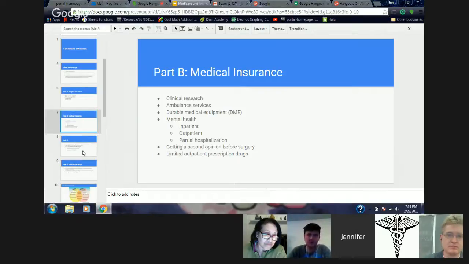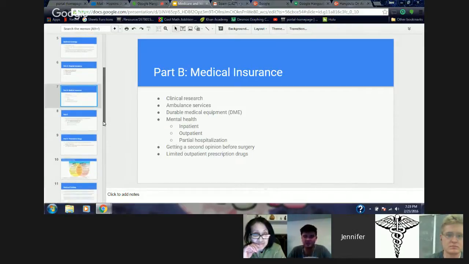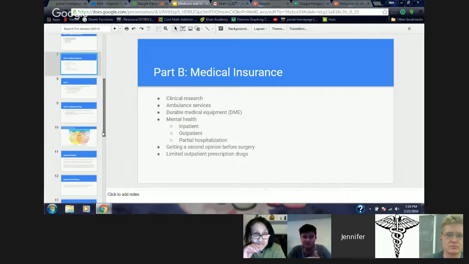Part B is the more general medical insurance. Here we've got different bullet points of what it covers. There's clinical research, ambulatory service, medical equipment, mental health, second opinions for surgeries, outpatient. That's basically going to cover most of your needs outside of hospital stuff.